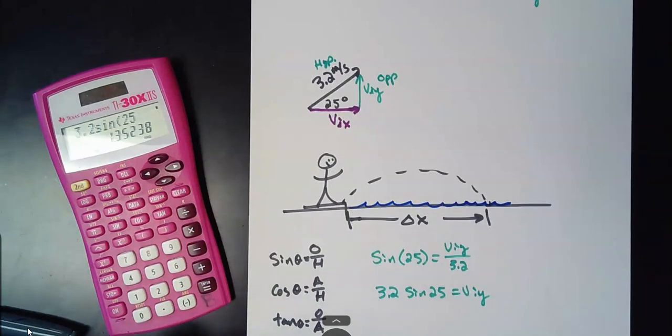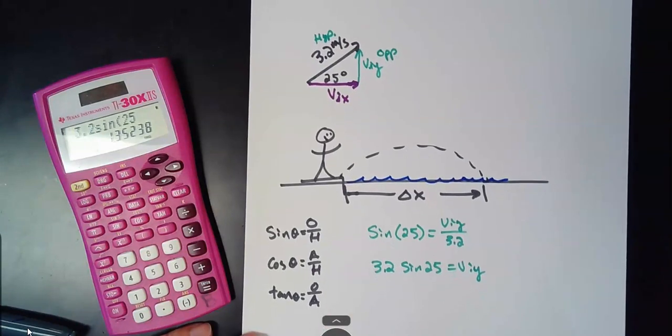Let's do the same thing for x. So if you want to try that out, figure out your trig function and then solve for Vix, the initial velocity in the x direction. You can pause the video. All right, I'm assuming you paused it. Let's see if you got it right.